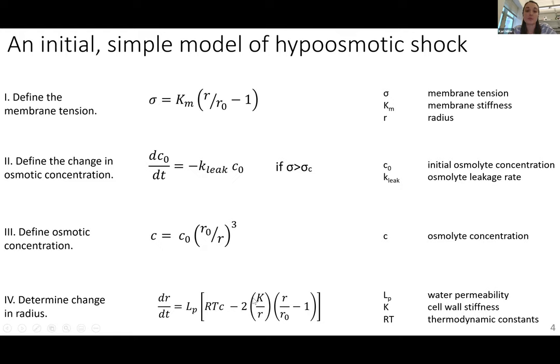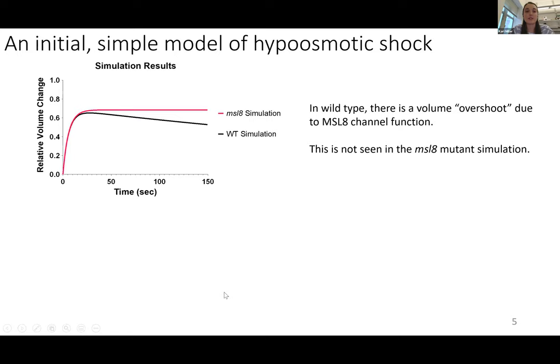So we developed this model, able to run it over a set amount of time. And so I ran this for both a wild type version, so with channel function, and then also an MSL8 mutant version, so without MS channels, with no MS channel function. And when we do that, this is the result that we get. So this is the relative volume change over time in seconds. The black line is our wild type with MS channels, and the pink is our MSL8 simulation. So there's no channel function.